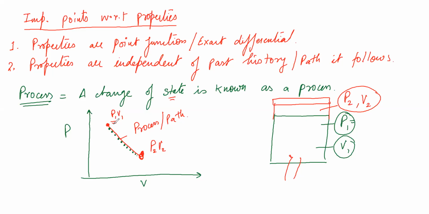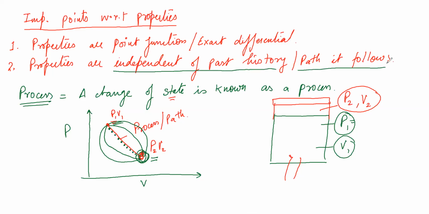You can see that this is one of the properties definition, this one is another property of this system, right? Now from P1 V1 to P2 V2 there are an infinite number of paths, you can see that. So this does not depend on which path the properties follow to acquire their new dimensions. That is one of the important factors: when I say the property is independent of past history or the path it follows, right?